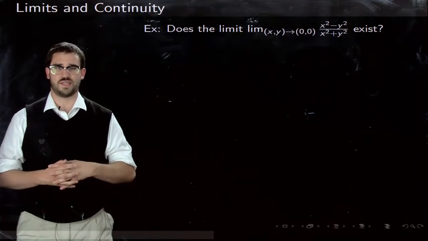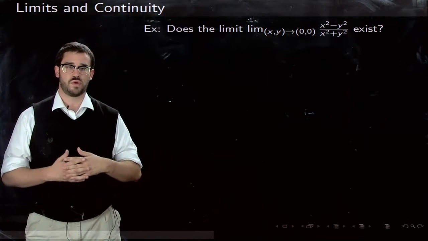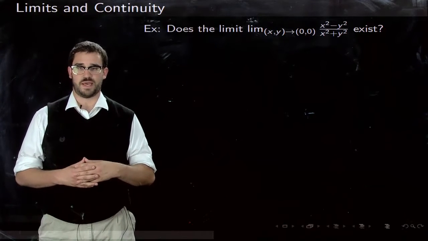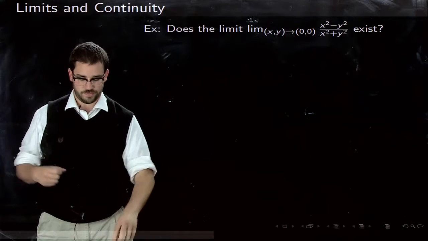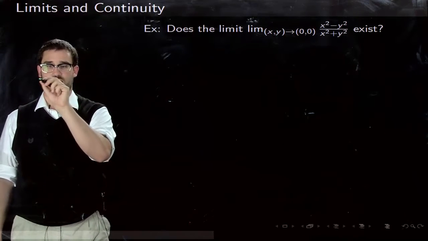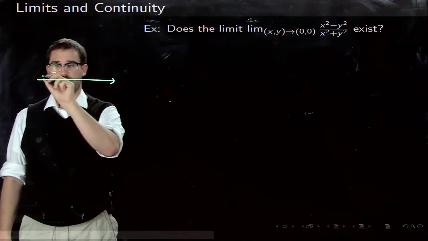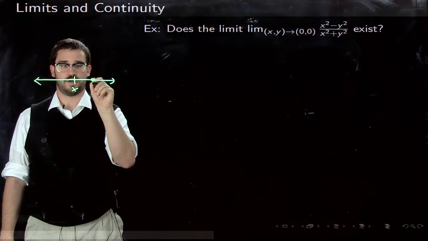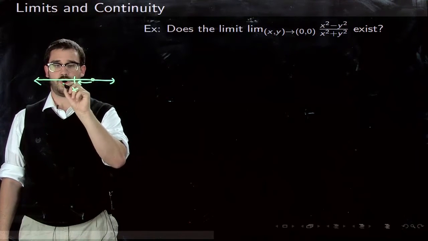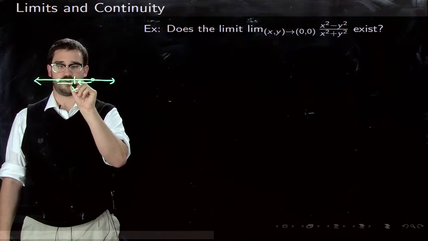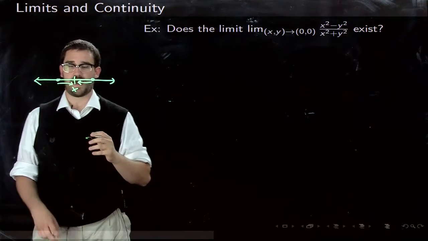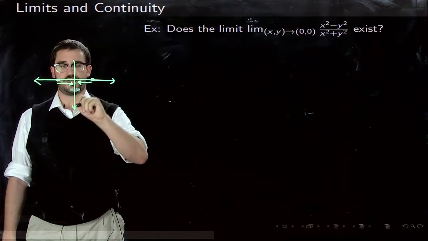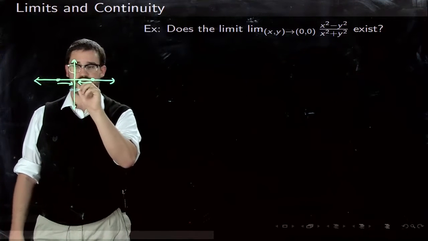So we ask if this limit exists. Well, before, when we were talking about limits in one dimension, you could approach a point on a number line from two directions. You could either start here and travel to the x, or you could start here and travel to the x. But now we're having a y component, and there's not just one way to travel to this point.